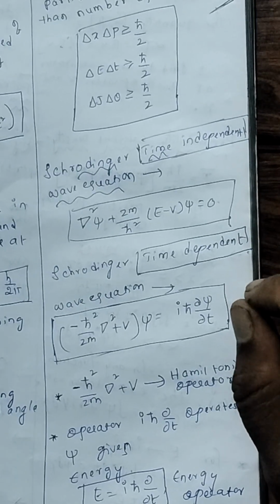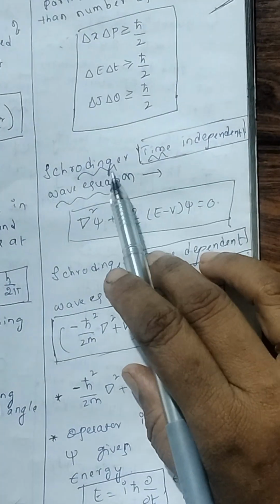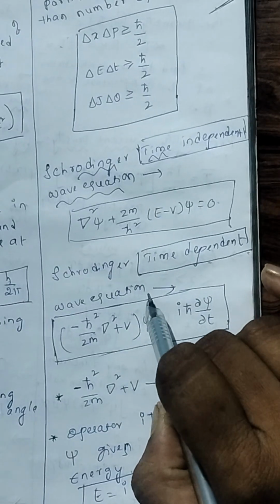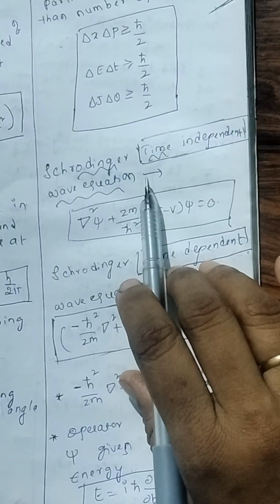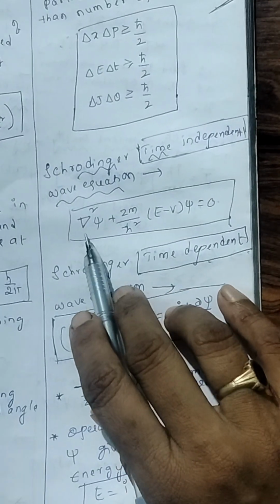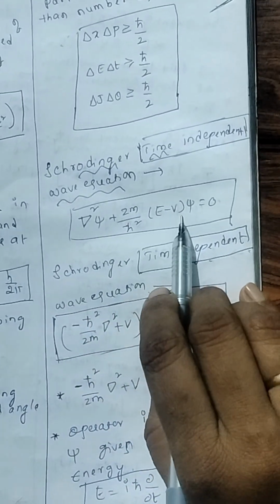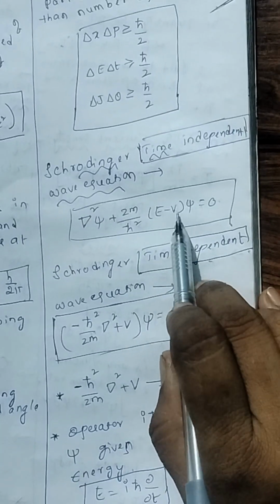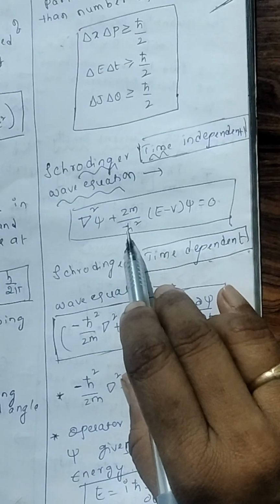Okay. Now next, in Schrodinger wave mechanics, we talk in two terms: one, the Schrodinger time independent wave equation, and the other, the Schrodinger time dependent wave equation. So for the Schrodinger time independent wave equation, first let us discuss the formula. The formula is delta square psi plus 2m by h cut square into (E minus V) into psi is equal to 0, where psi is the wave function, V the potential, E the energy, m the mass, and h cut is equal to h by 2 pi.